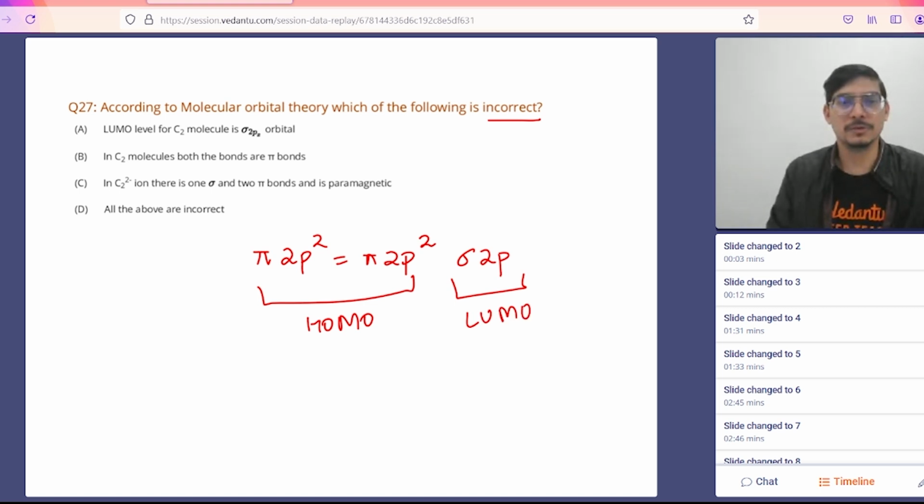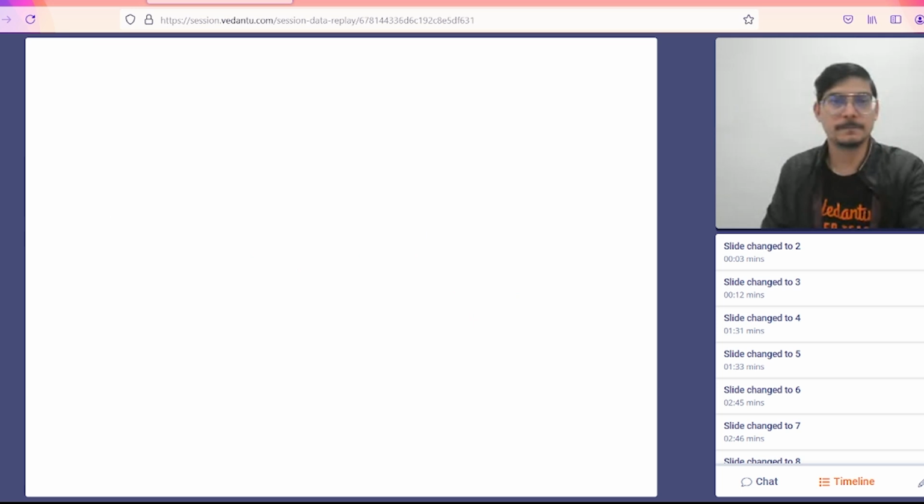In the C2 molecule, both the bonds are pi bonds. Yes, as you can see, there are 4 bonding electrons in the pi molecular orbital. So the nature of bonds is pi. In the C2 minus ion, there is 1 sigma and 2 pi bonds. Yes, that is also true. But if you consider C2 minus, it will not be paramagnetic, because if the C2 molecule accepts 2 electrons, then this species is formed, and you can see there is no unpaired electron in here. So this is not paramagnetic, this is diamagnetic, right? So the incorrect statement would be option C.